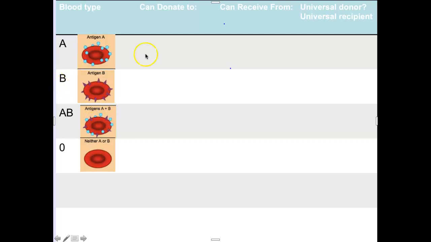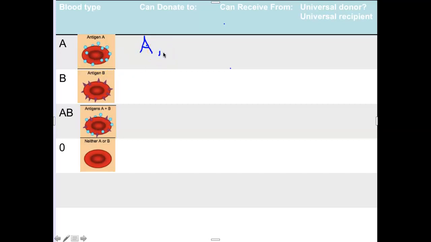All right, so let's just begin with this. Who can you donate to? So if you're type A, who can you donate blood to? So you're probably thinking, all right, we can donate to our own blood type. This is true, right? Because if you give to another type A, they also have A, there's nothing to reject. Can you give it to anybody else?